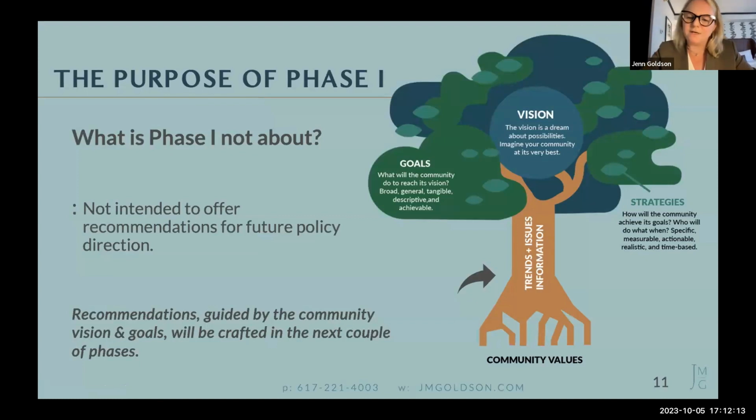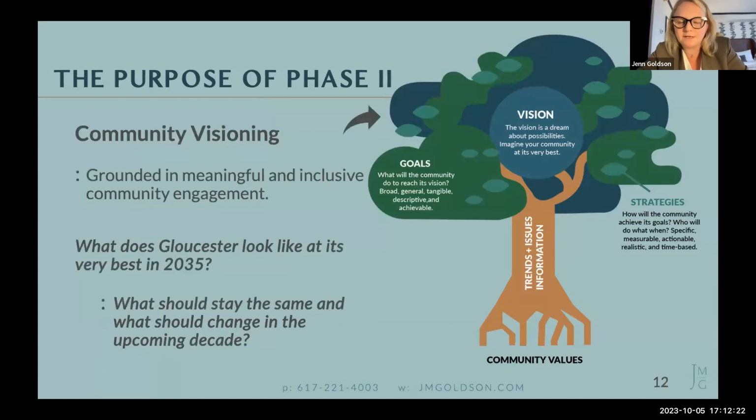Those are, how are we going to do it? Are there going to be zoning changes? Are there going to be new programs? So that just gives you a sense of what phase one is and what it's not. And really, we're moving into phase two right now.